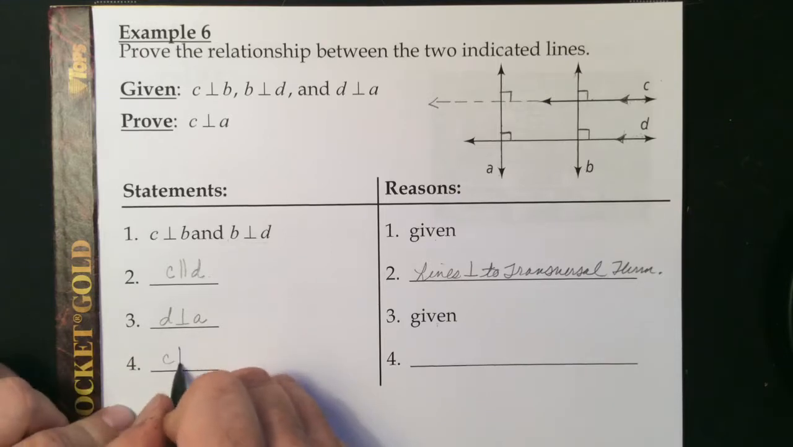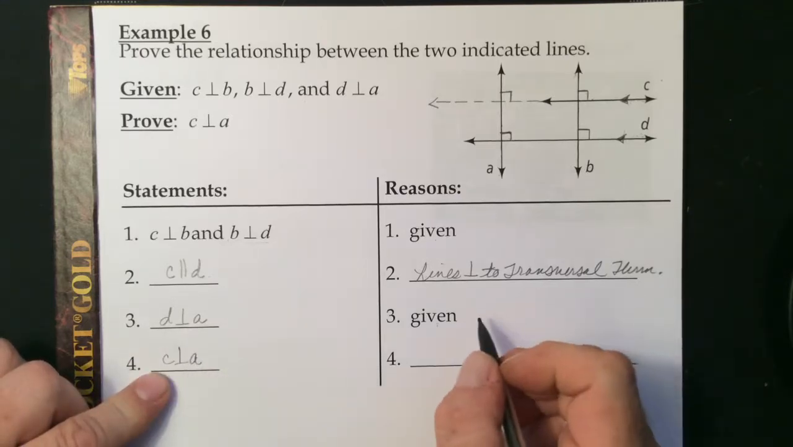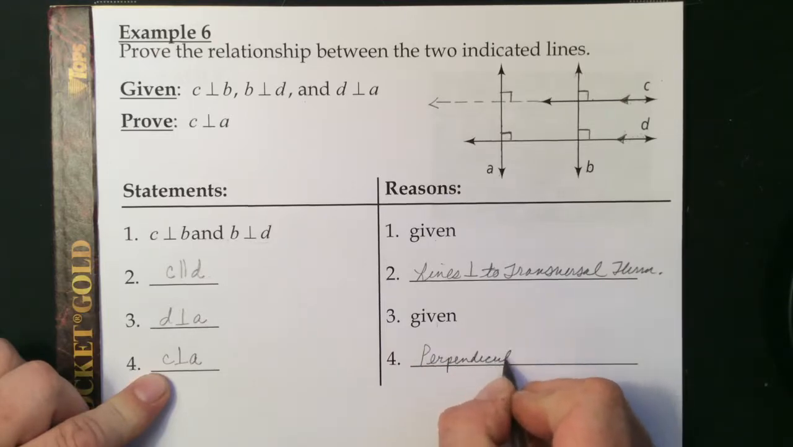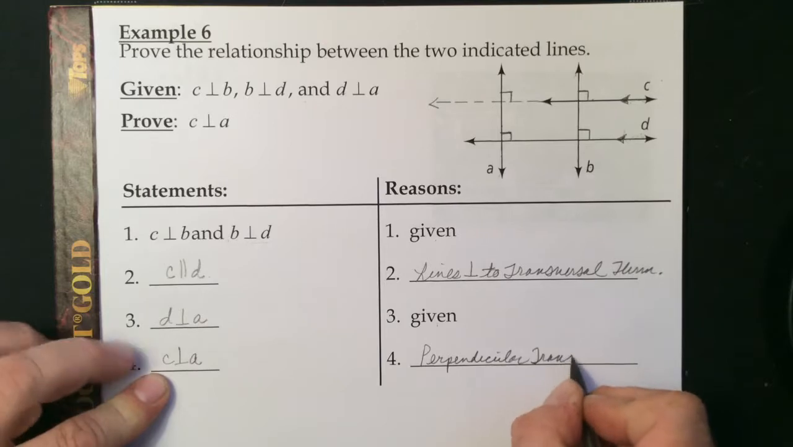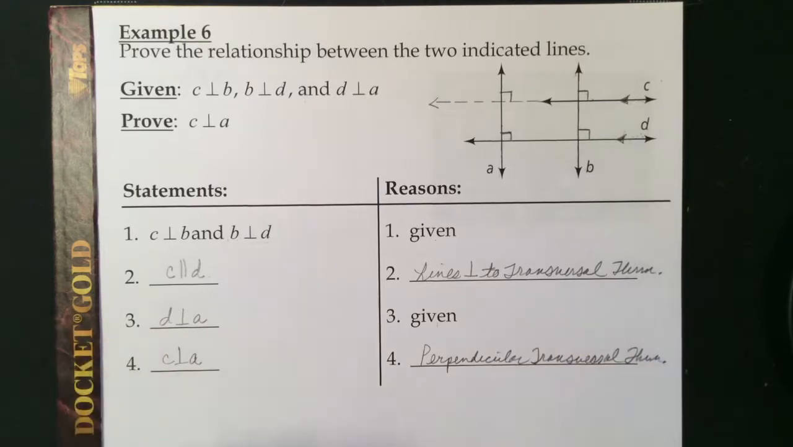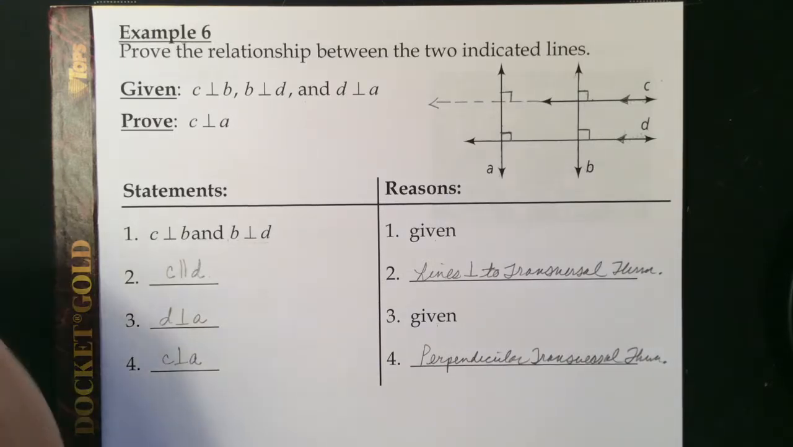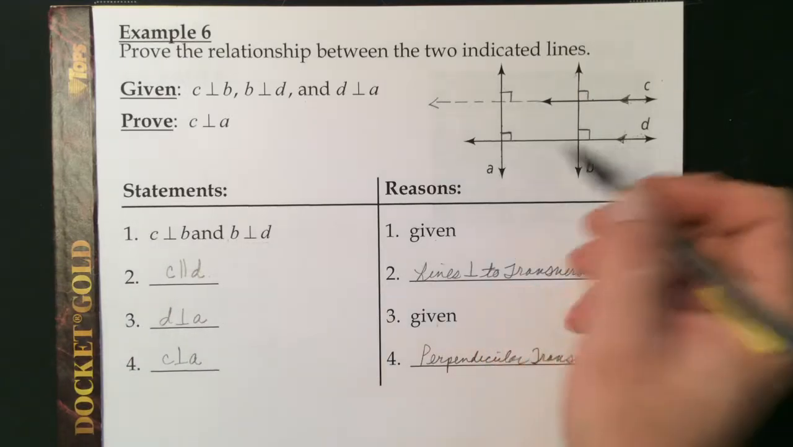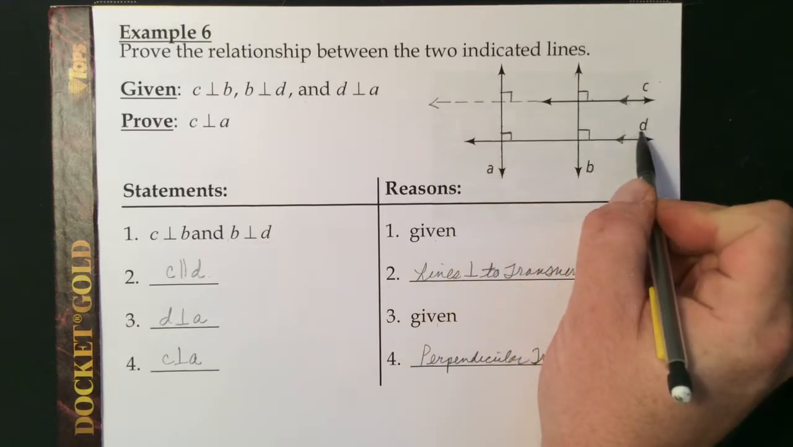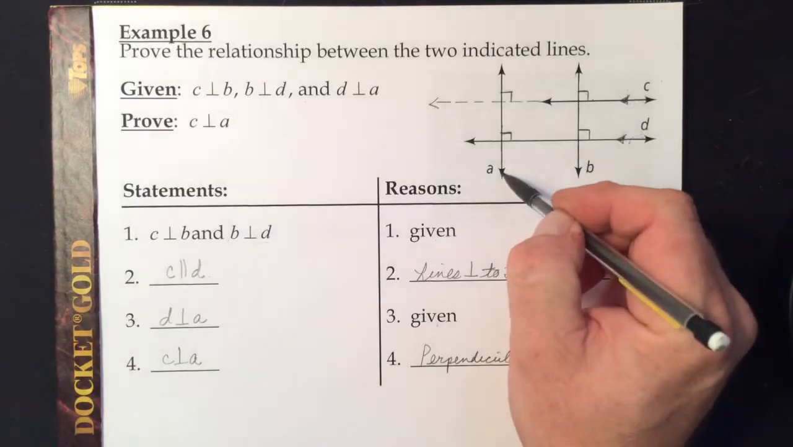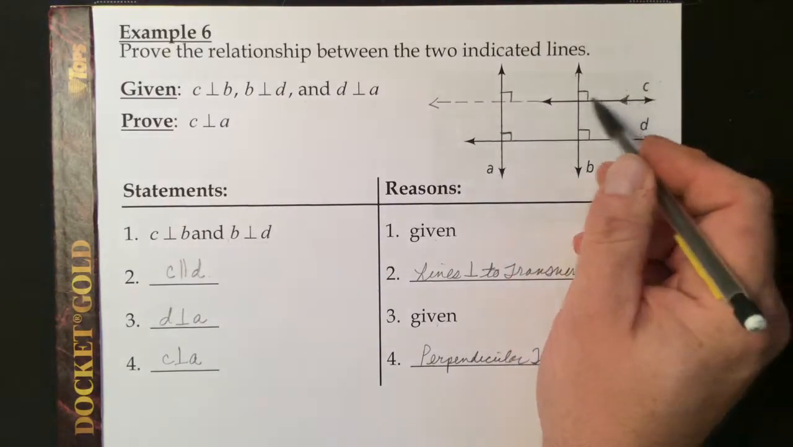And so C is perpendicular to A, and that we just quoted the perpendicular transversal theorem. And again, that states that in a plane, if a line is perpendicular to one of two parallel lines, so A was perpendicular to D of these two parallel lines, C and D, then this same line has to be perpendicular to the other parallel line, C.